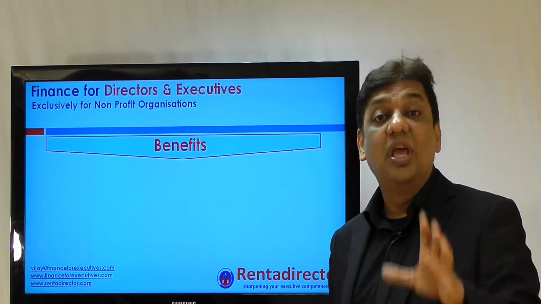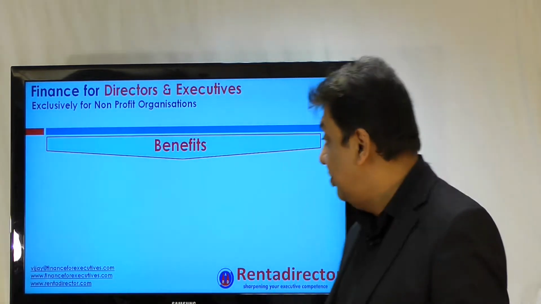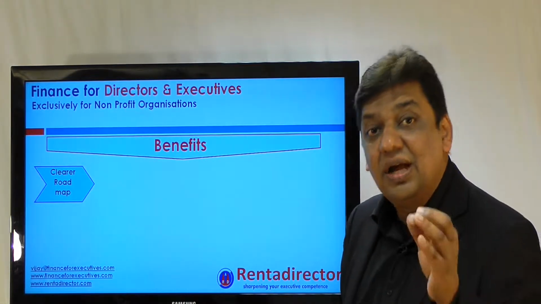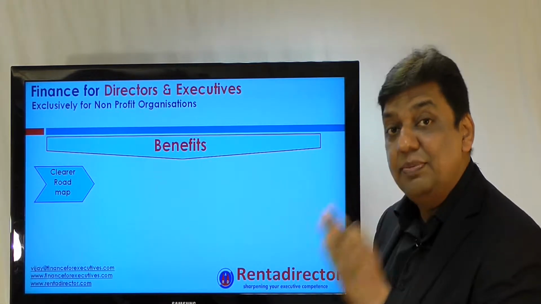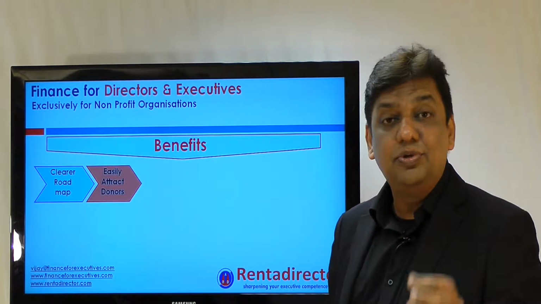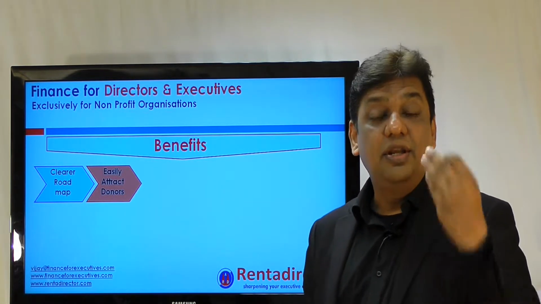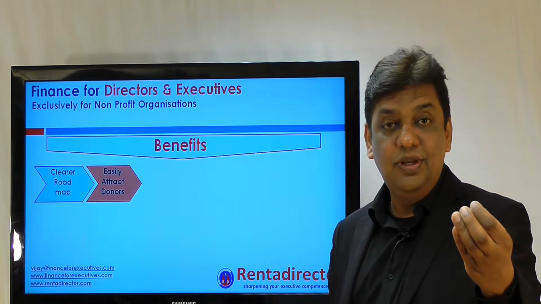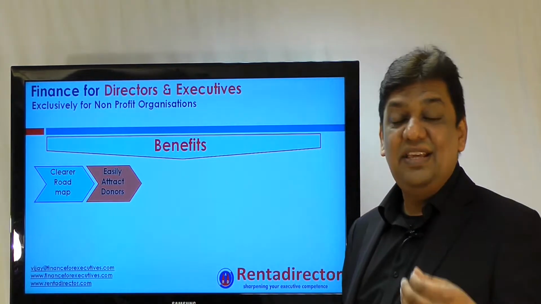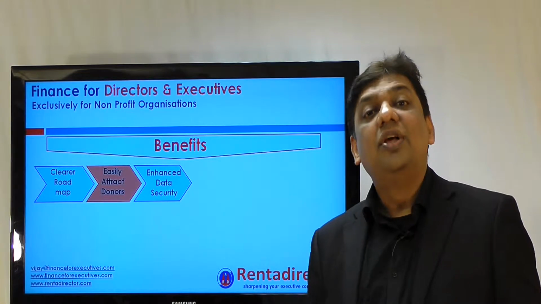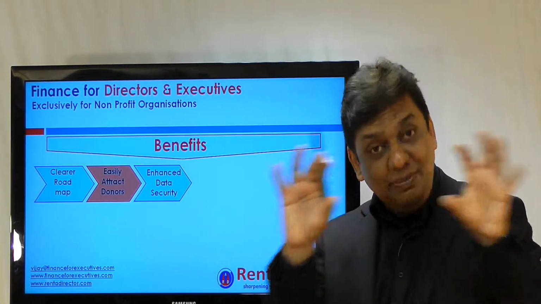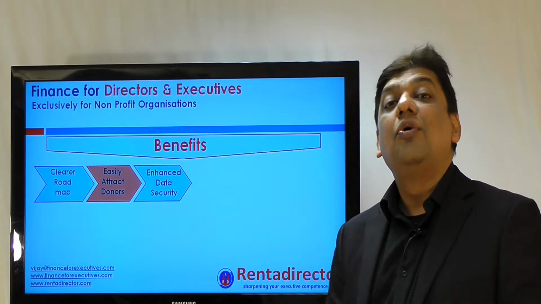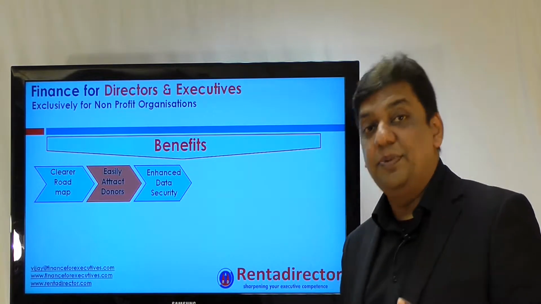So what are some of the outcomes and benefits after using this particular program? The first one, you'll have a clearer roadmap. You'll have a clear guideline as to where you're going. The direction will be clearer. Another one is you'll be able to easily attract donors, because non-profits have to position themselves as well. So the quality of your decisions will improve. That will result in easily attracting more donors, because donors want to work with those who have the right pipeline in place. Enhance data security. Your data security will be more reinforced after this particular program.